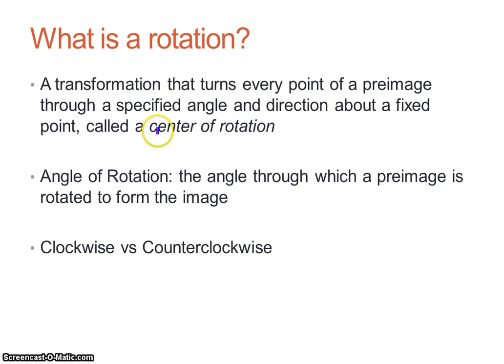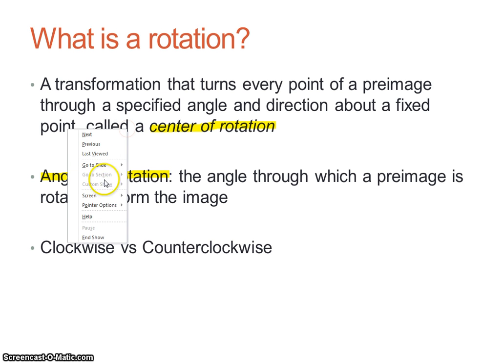So let's make note of that center of rotation. That's the point that we're rotating around. Our angle of rotation is the angle through which a preimage is rotated to form the image. So our angle of rotation is like 90 degrees or 45 degrees, or however many degrees you're going to rotate.